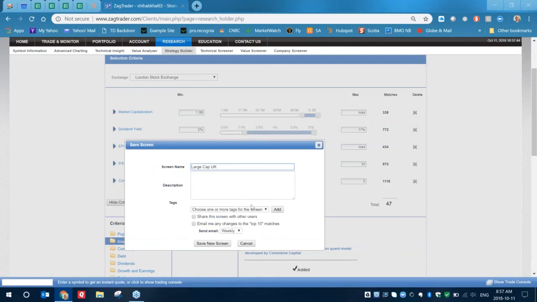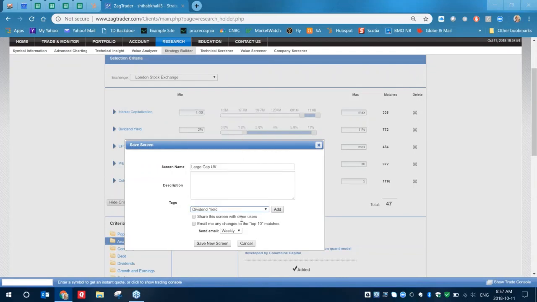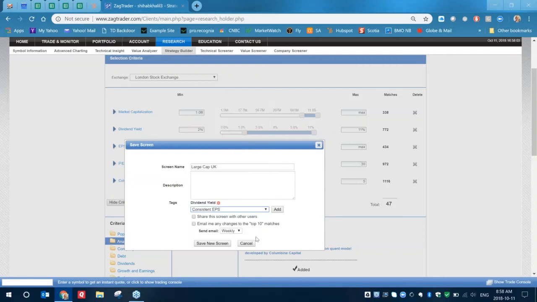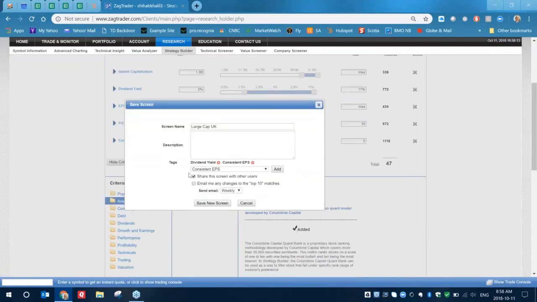I can also, if I want to, apply these things called tags. Tags are basically a tool to make it easy to find this strategy when you're looking for strategies of certain types. So I could, for example, put a tag called dividend yield on it, and another tag, consistent EPS, because we're looking for long-term EPS growth. And if I want, I can also click this button here and share this screen with other users. This is basically me giving my permission for this strategy to go into the shared screens, the community screens.